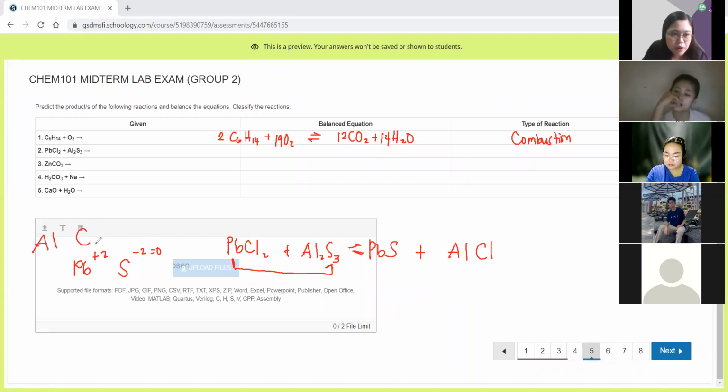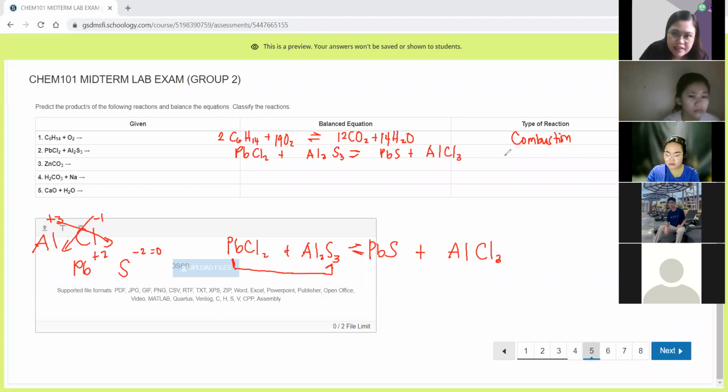But for aluminum chloride, aluminum is positive 3, chloride is negative 1. So we need to do crisscross here because we cannot get a sum of 0. We have here now AlCl3. So that's what we put here: PbCl2 plus Al2S3 equals PbS plus AlCl3. So what kind of reaction is this? This is double displacement. Let me just write DD.